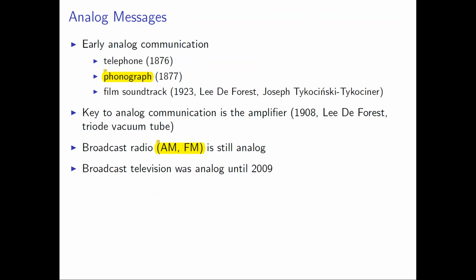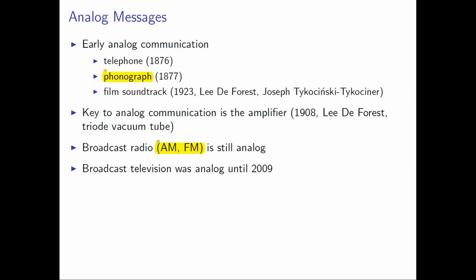Early analog communication examples include the telephone, phonograph, film, and sound tracking. The key to analog communication is the amplifier. In an analog communication system, we always use amplifiers in order to increase the amplitude level of your signal. When you increase the amplitude level of your signal, what happens? You can reach a farther distance. So your communication range increases when you increase the power of your signal.